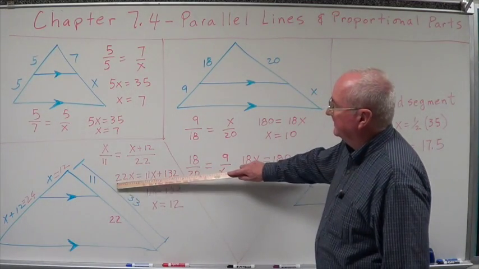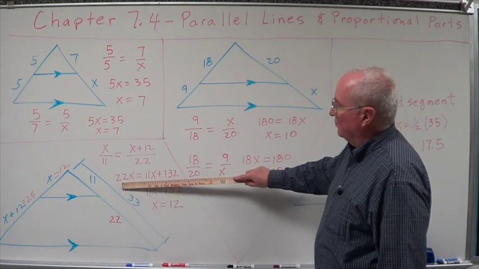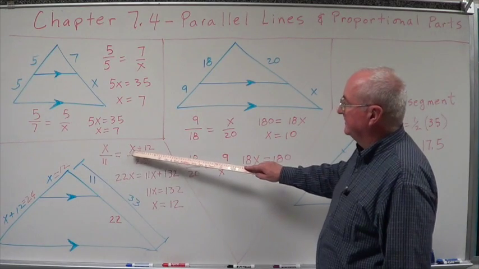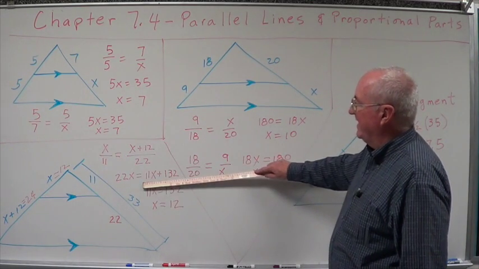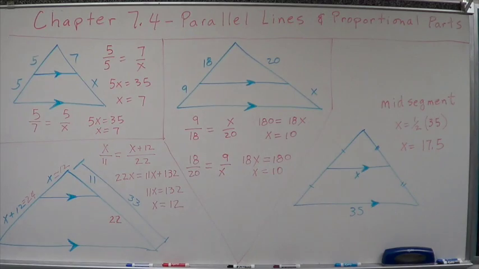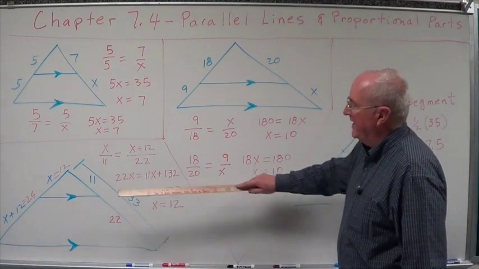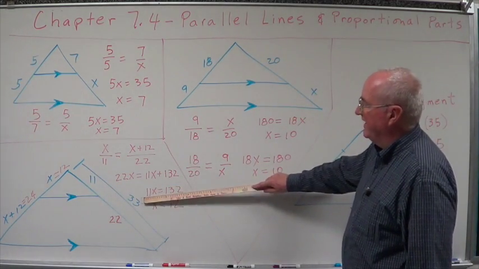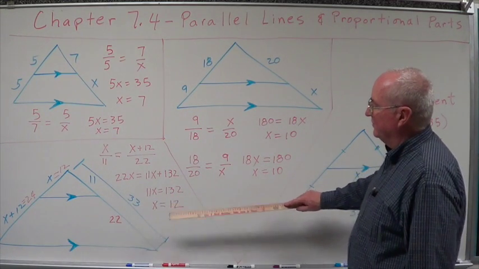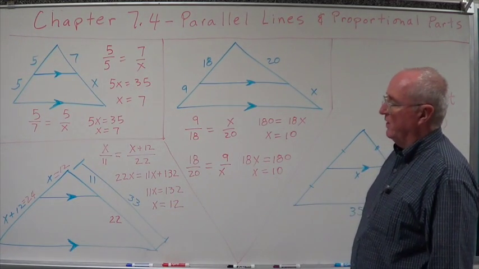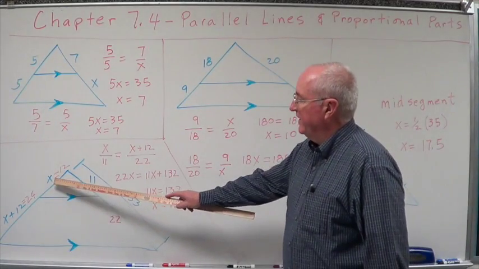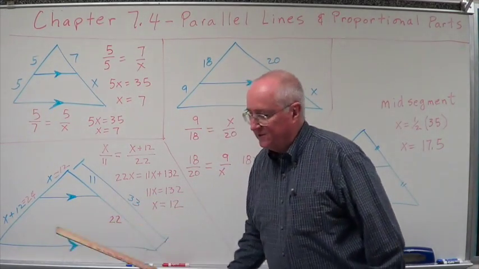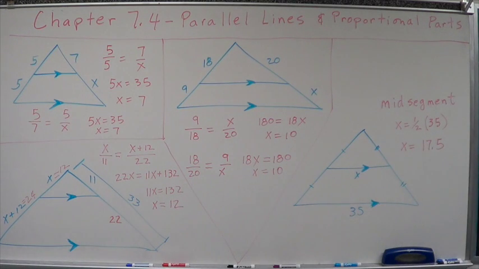Let's make sure. When we cross multiply this, we get 22x equals, multiply both parts, 11x plus 132. We're going to subtract the 11x from both sides. We end up with 11x equals 132. Divide 132 by 11, and we get x equals 12. Okay? So over here, x equals 12. x plus 12 is going to equal 24. Okay, look at that carefully and make sure you understand what we're doing there.